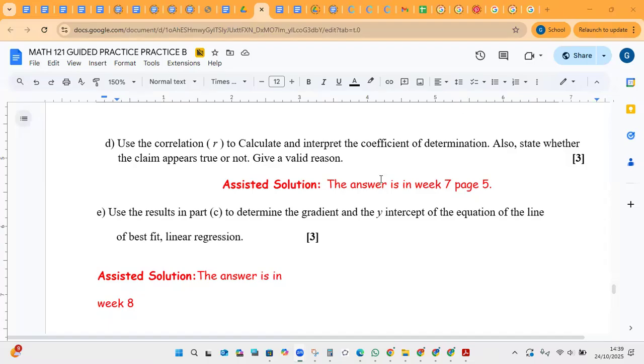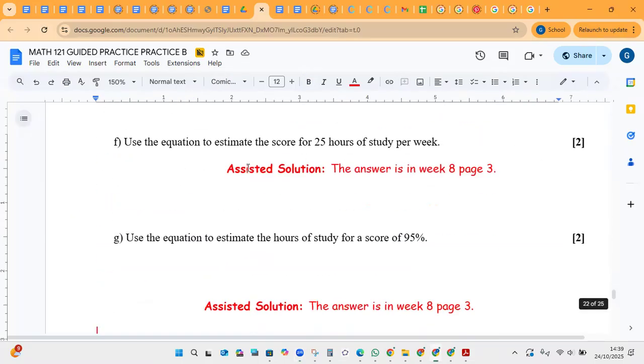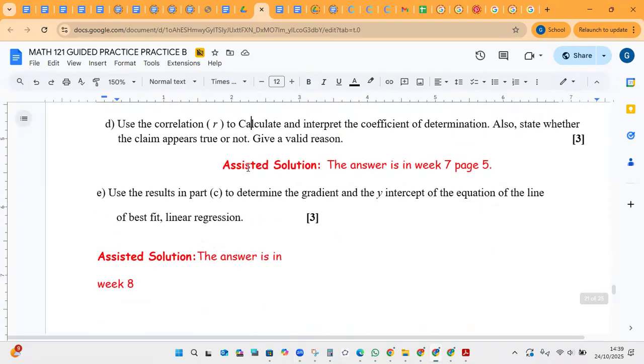In this recording, we are going to discuss number 12, parts D, E, F, and G. Starting with D, it says use the correlation R to calculate and interpret the coefficient of determination.